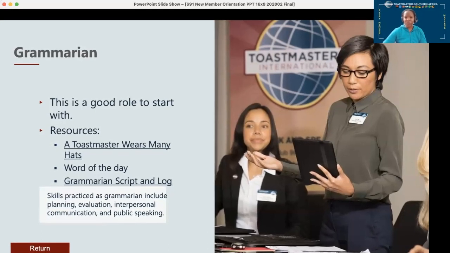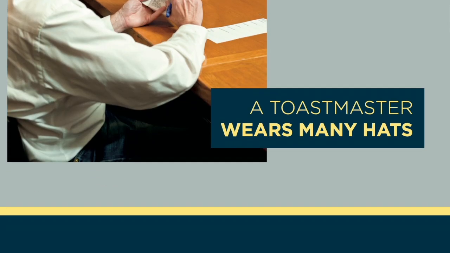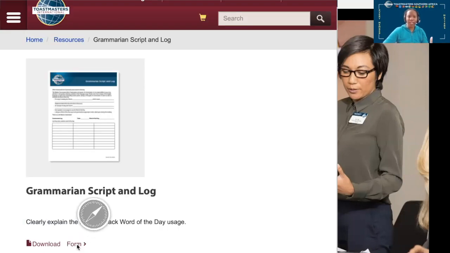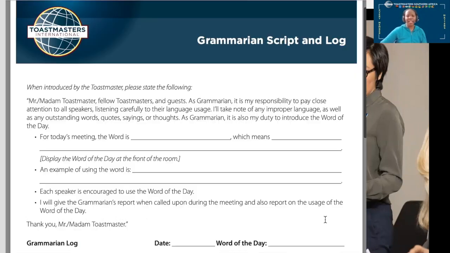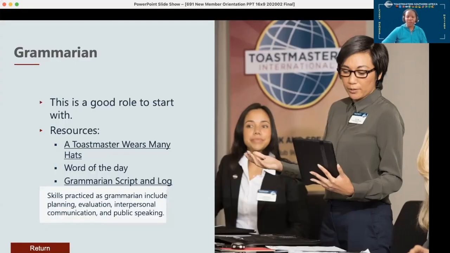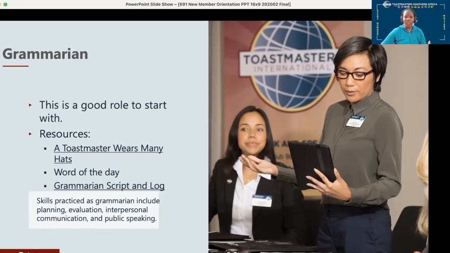There are some resources that are available. Granny B mentioned that a Toastmaster wears many hats is one of the resources that is common across the roles of the meeting. The word of the day, there's also a grammarian script and log that allows you to have the person's name, what the great things that they said, and areas of improvement. And also you keep a log of how many times the word of the day was used throughout that meeting.